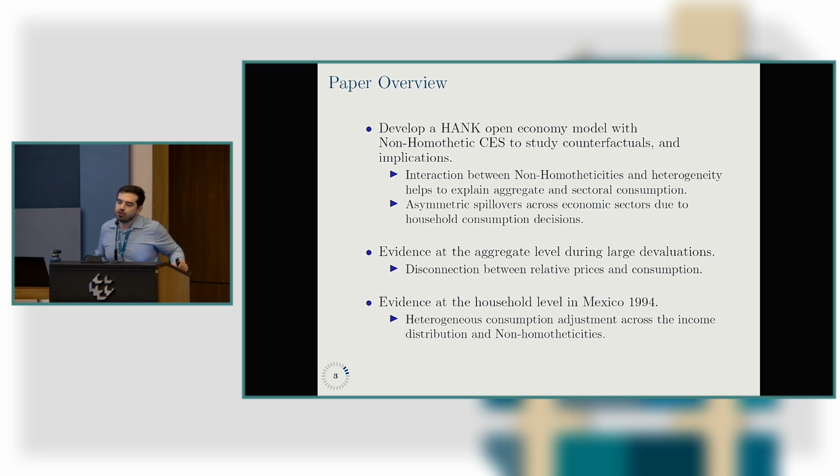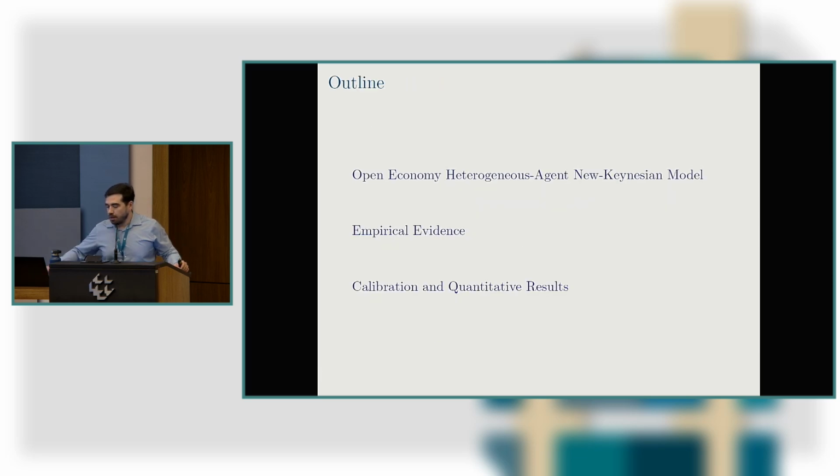And then I go to household level evidence. I open up the results in Mexico 1994 using household survey data, and I show that this decline in consumption is heterogeneous across households, and the decline in non-tradable consumption is mainly driven by high-income households. There is also strong evidence of non-homotheticities, mainly driven by differences in expenditure shares across the income distribution. In the rest of the talk, I will first talk about the model, then the empirical evidence, and finally I will show you some simulations and the quantitative results.